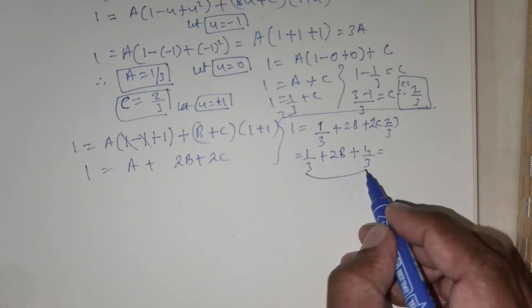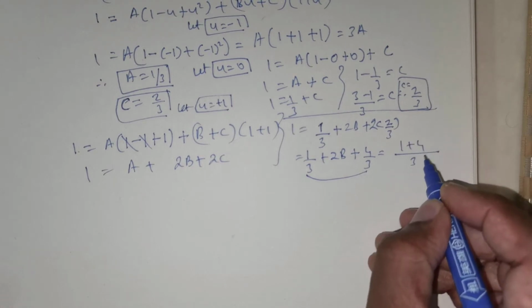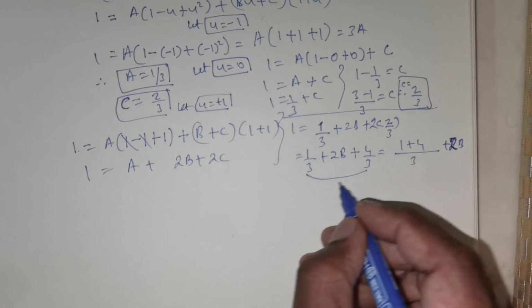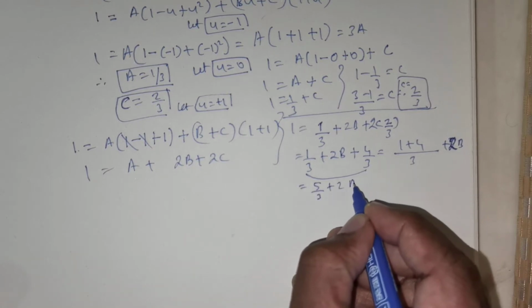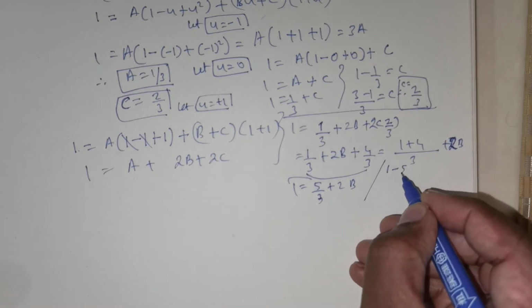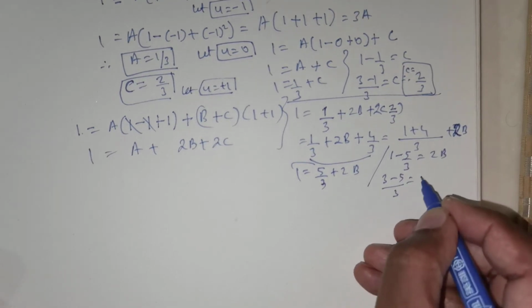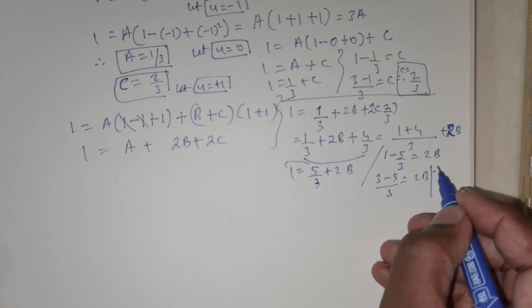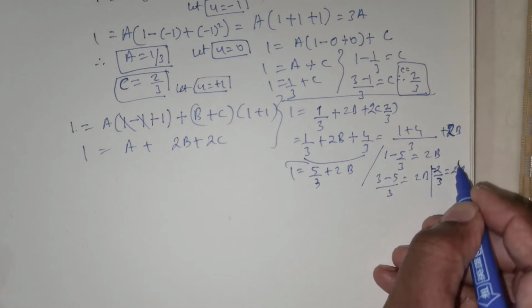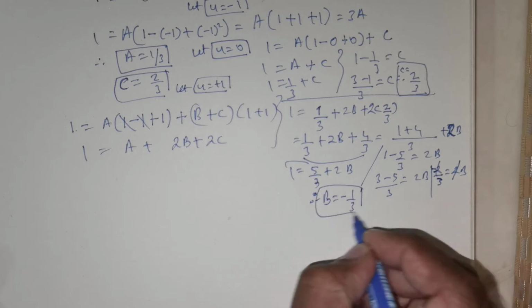Now I can add these two together. So that would give me 1 added with 4, positive 2b, that's 2b. So this is going to be 5 over 3 positive 2 times b is equal to 1. I move this 5 over 3 to the other side, so it's going to be 1 negative 5 over 3 is equal to 2 times b. So 3 negative 5 over 3 is equal to 2b. So this is going to be negative 2 over 3 is equal to 2b. There's a negative sign, so 2 gets cancelled, so therefore the value of b is negative 1 over 3.